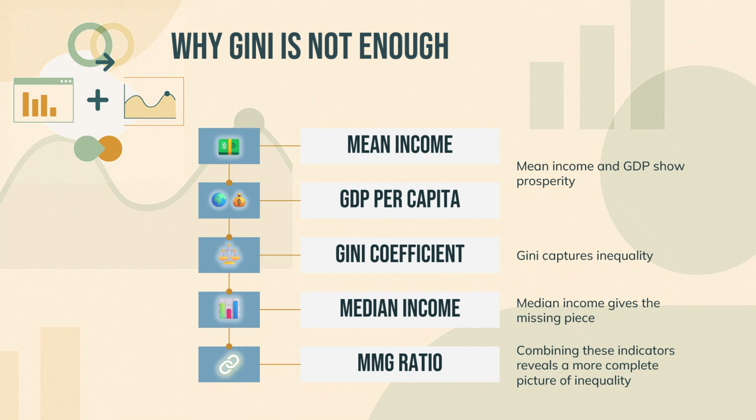Traditional measures each capture parts of a picture. Mean income and GDP per capita show prosperity, but they overlook how evenly that prosperity is shared. The Gini coefficient is the most common measure of inequality, but it has its limits, right? Median income adds the missing piece of reflecting the situation of the typical household. By combining these elements and using the MMG ratio, we can form a more complete and precise view of inequality.